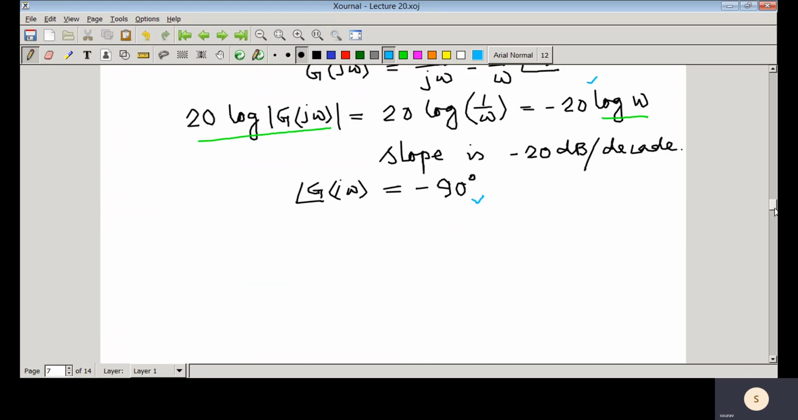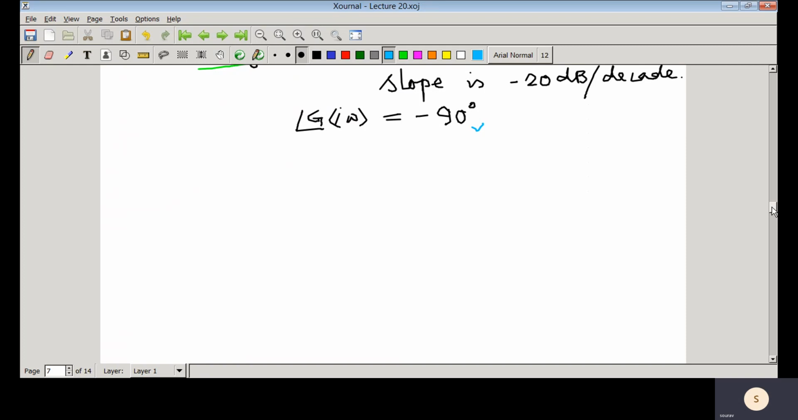Let us see whenever we have a second order factor, what would be the Bode plot? What is the Bode plot for a second order factor, G(s) equal to s square plus twice zeta omega n s plus omega n square?